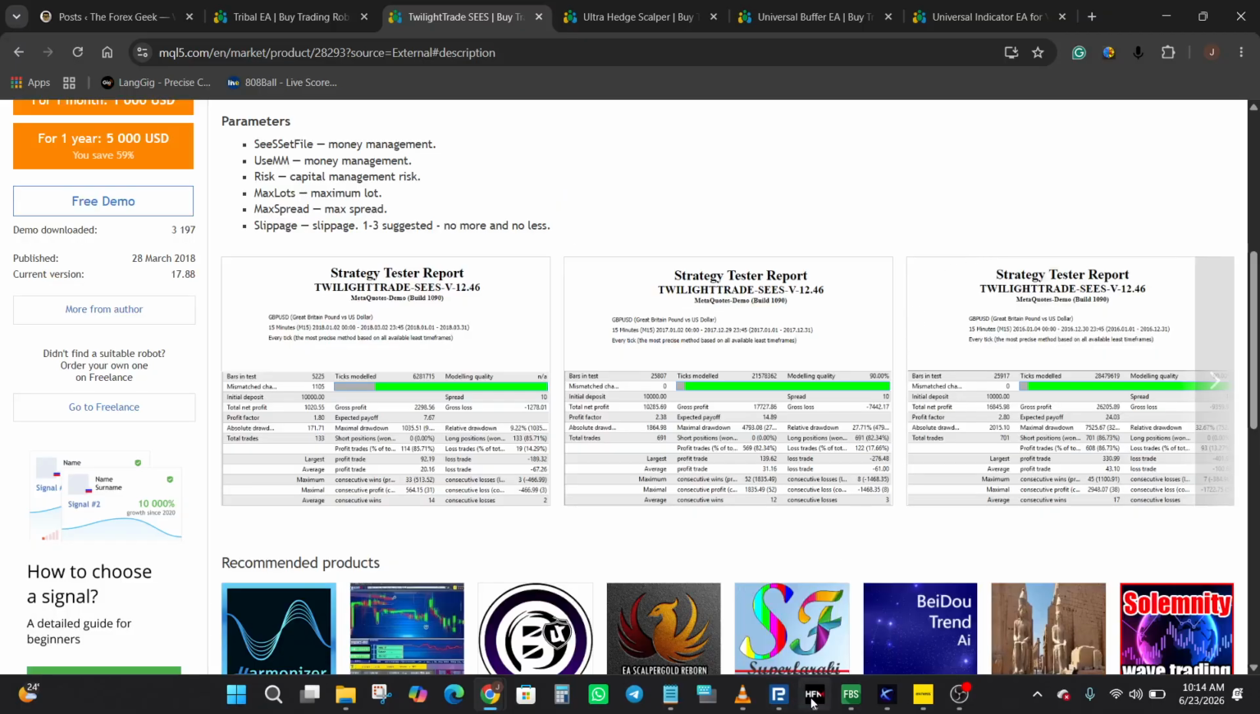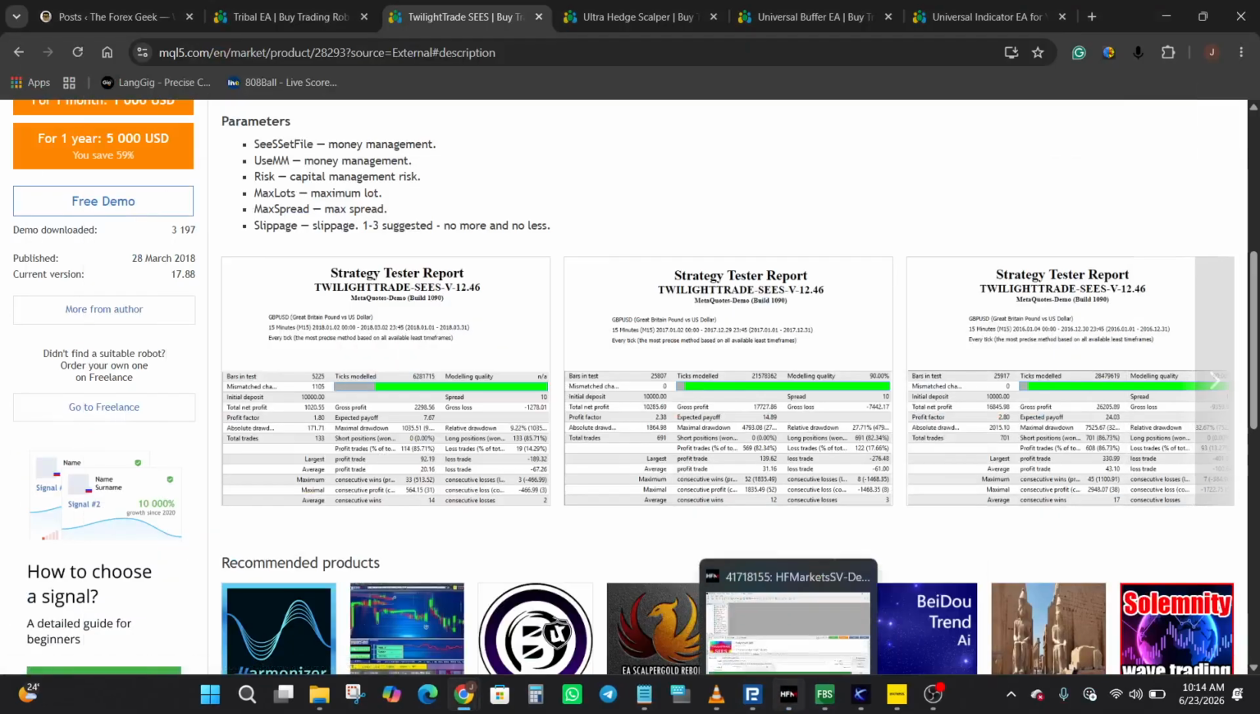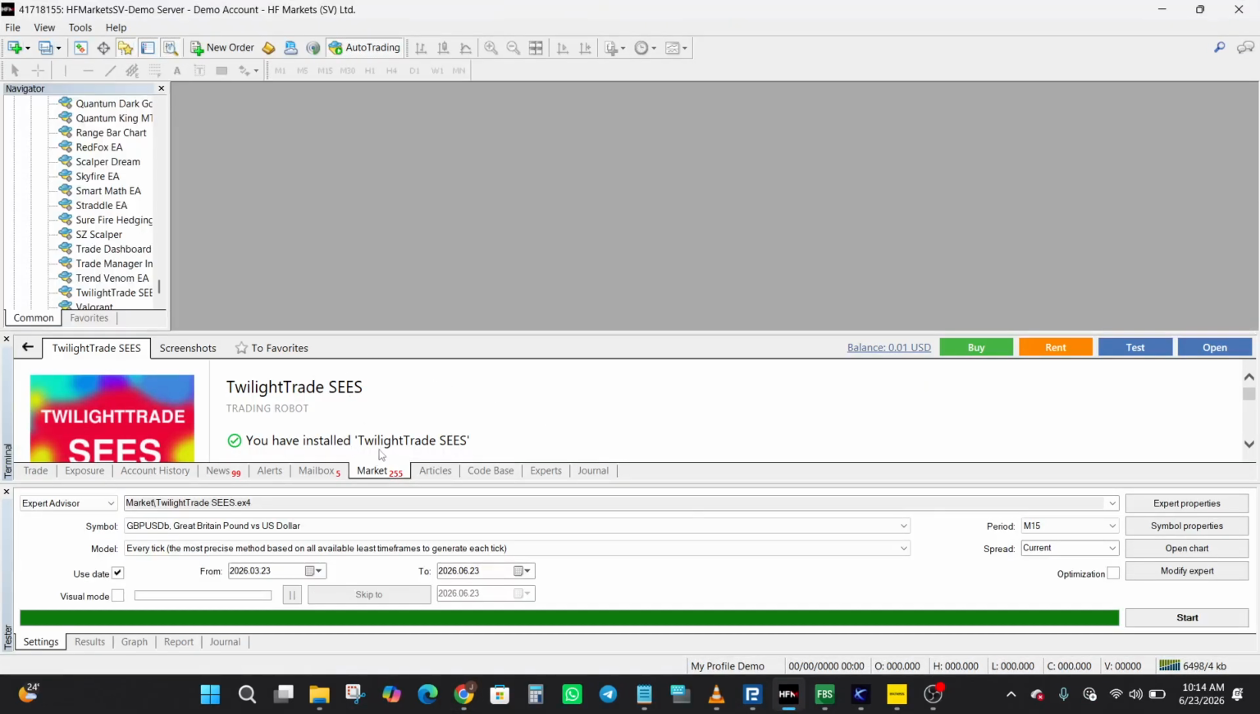Let's head over to our strategy tester. Let's see how the TwilightTrade SEES EA performed on GBPUSD M15 time frame recommended settings, right, over the past 3 months. March 23rd, 2016 to June 23rd, 2016.